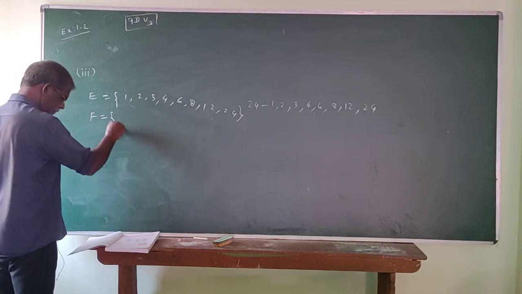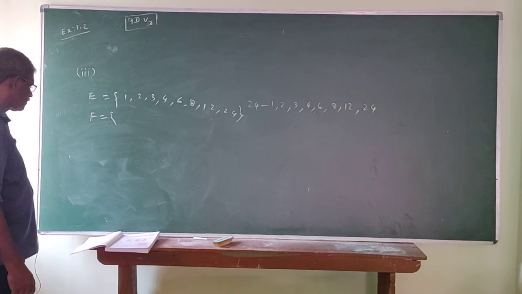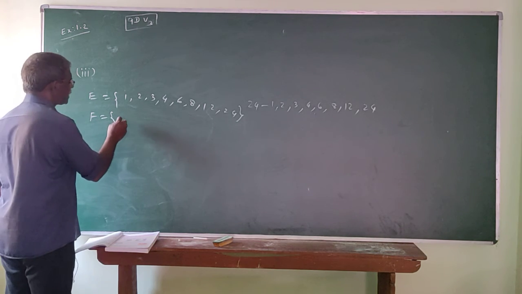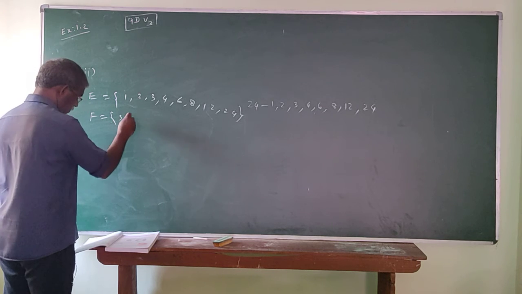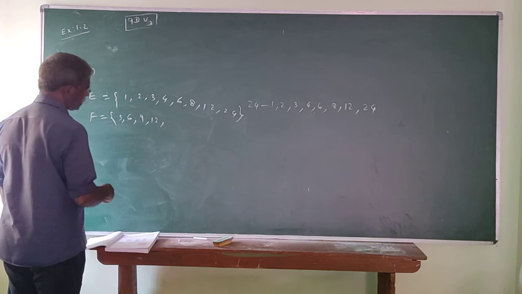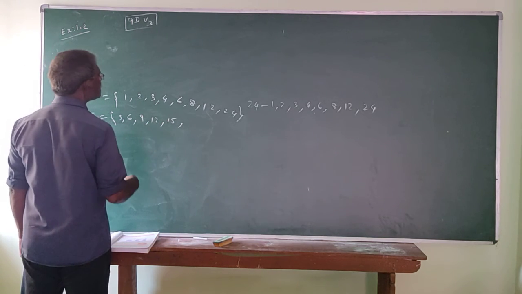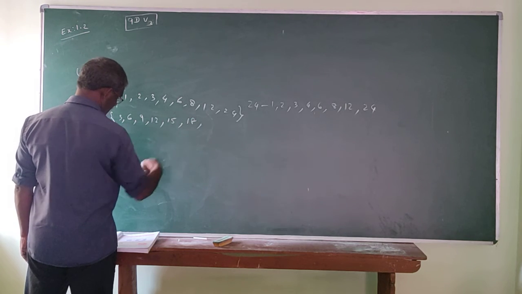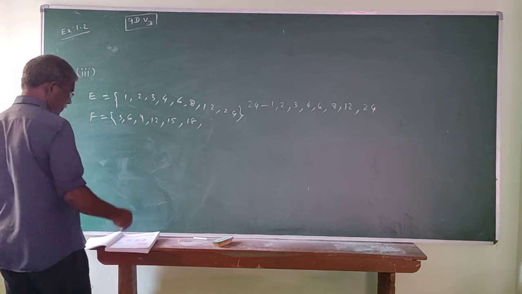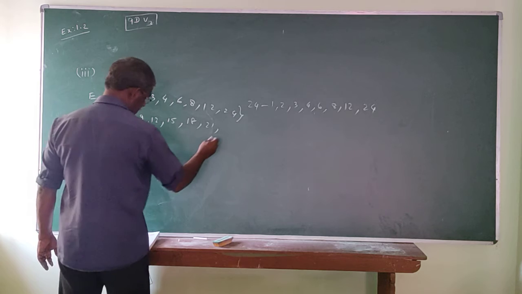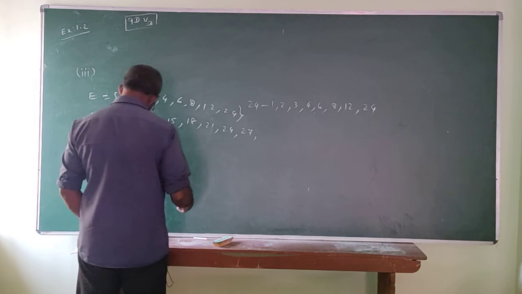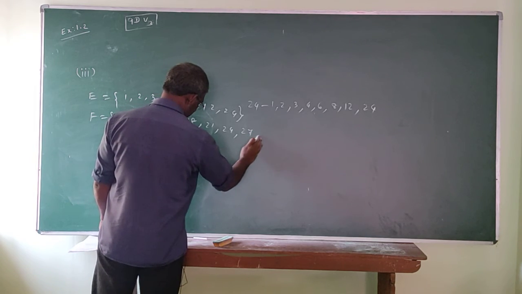Then F, X is a multiple of 3 but less than 30. Multiples of 3: 3, 6, 9, 12, 15, 18, 21, 24, 27. But since it is less than 30, you need not write 30.